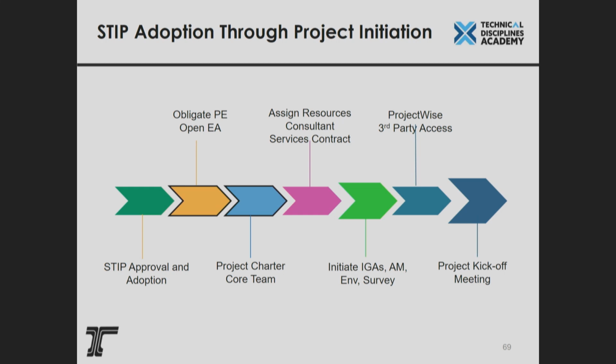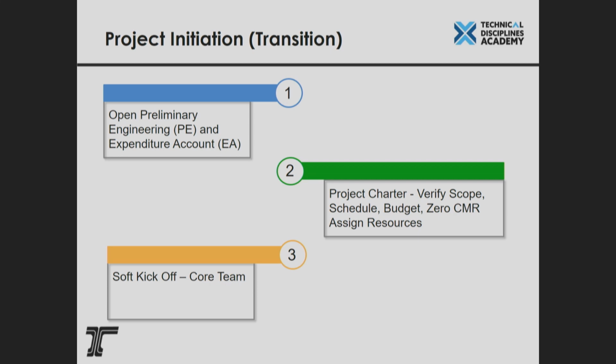And again, that could take 6 months, it could take 9 months, but we're getting the flywheel going, getting the pieces in place ready to actually start design on the project. So we're going to open up the PE count, expenditure count, project charter, verify the scope, schedule, budget, zero CMR, make sure our funding is in line with our budget, and assign resources.